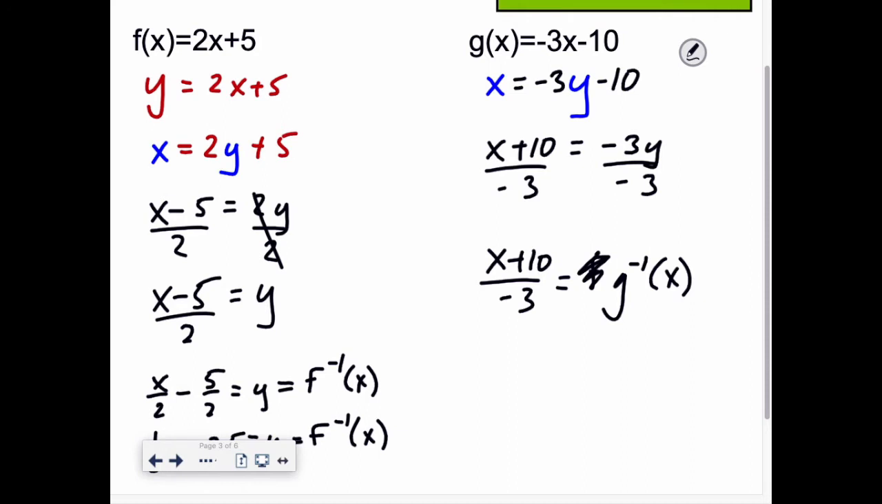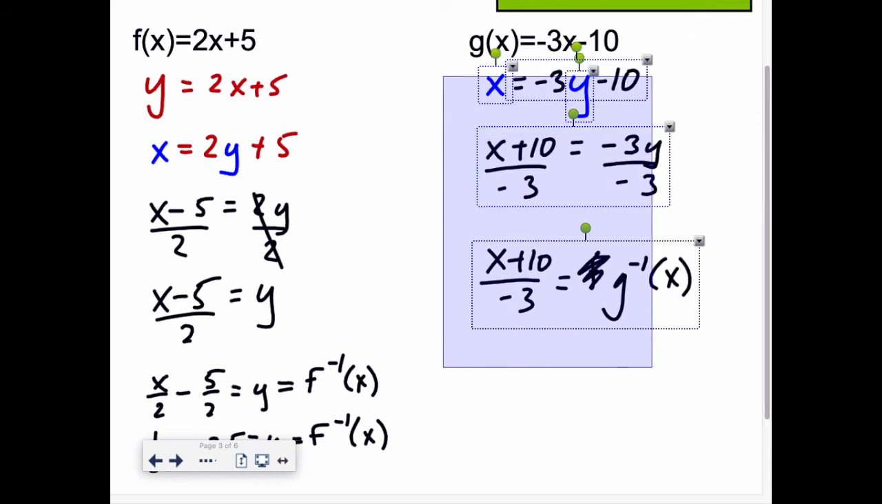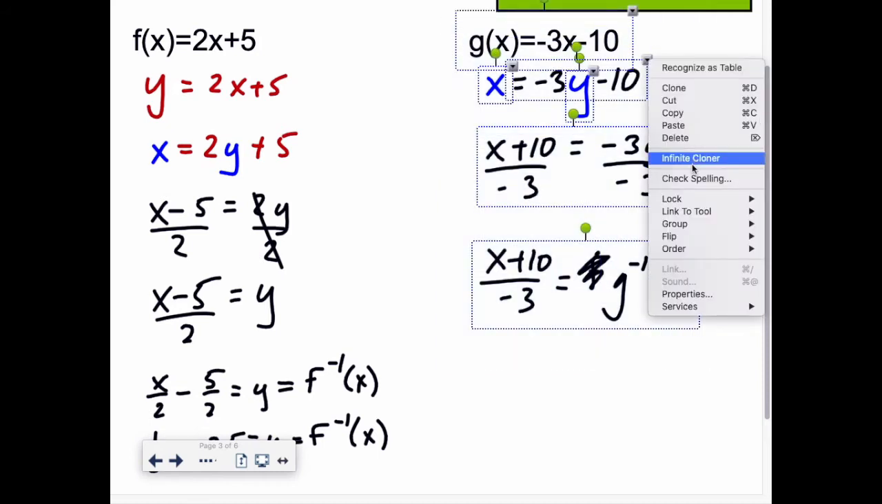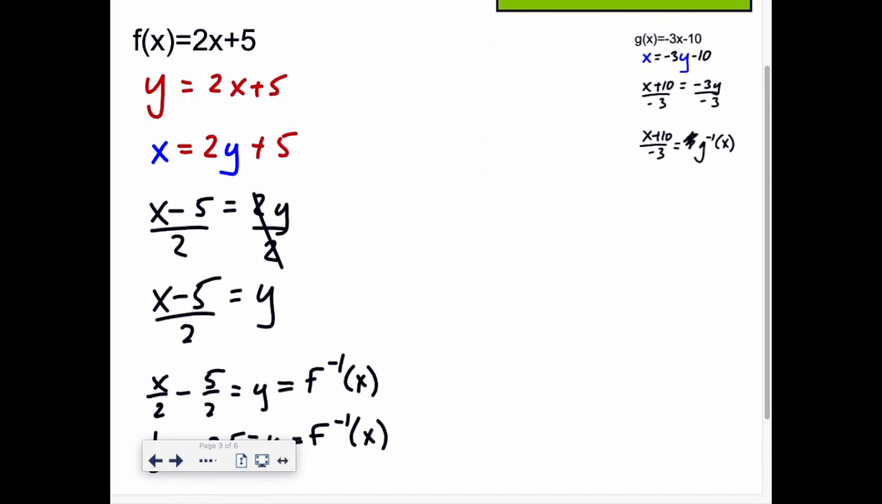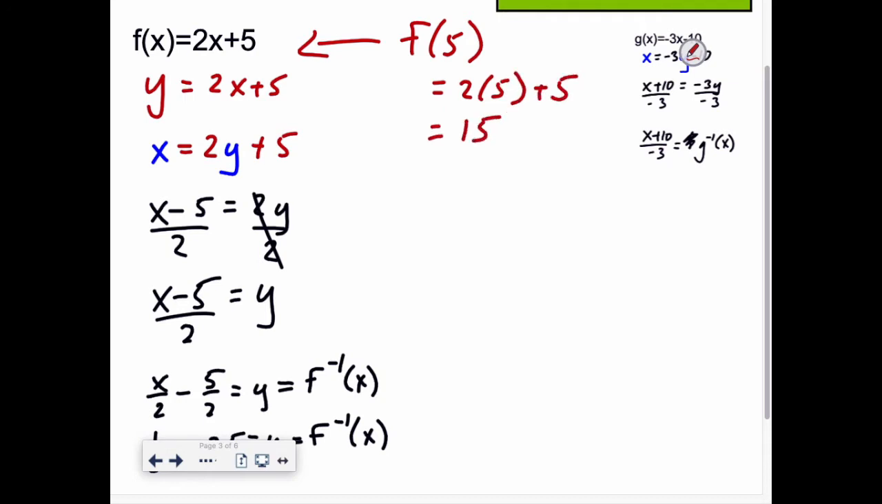Now, you might be wondering, okay, what does this inverse even do? Why do we call it an inverse function? The inverse function undoes the original function. For instance, if I were to pick some random number, let's say I were to pick 5, and I were to plug 5 into my original function here. So let's find f of 5. Okay, so f of 5 is 2 times 5 plus 5. That's going to be 15.